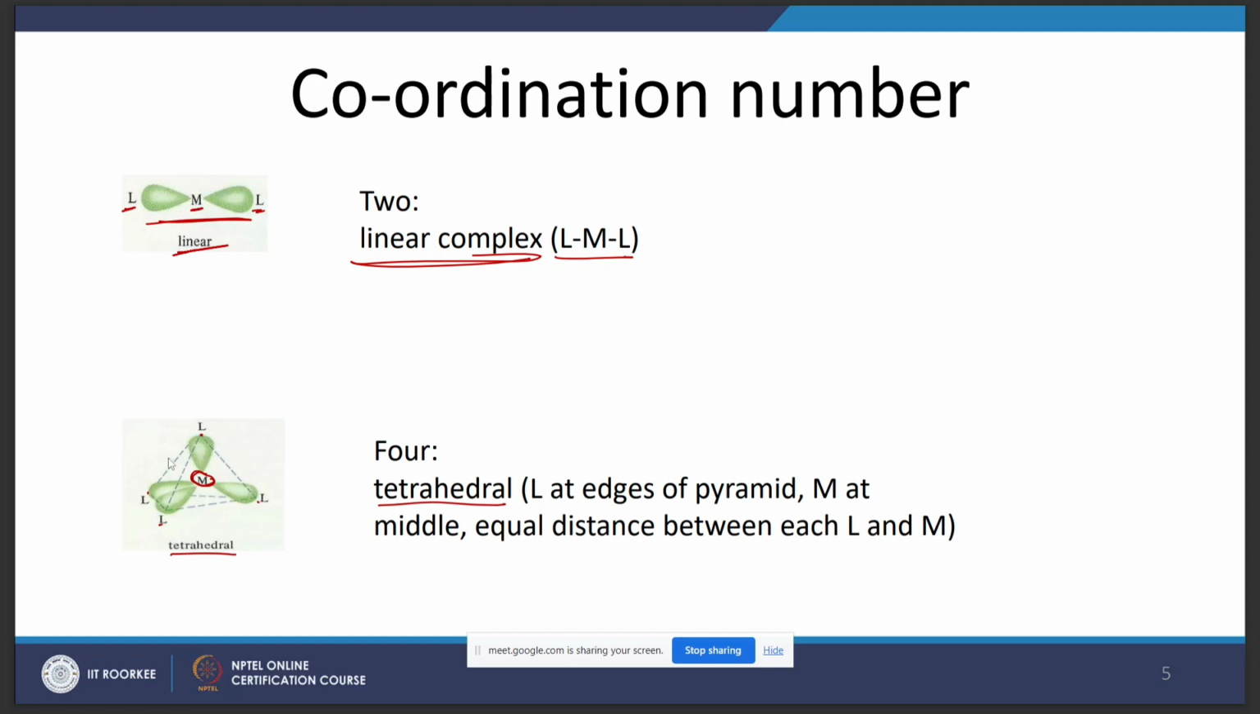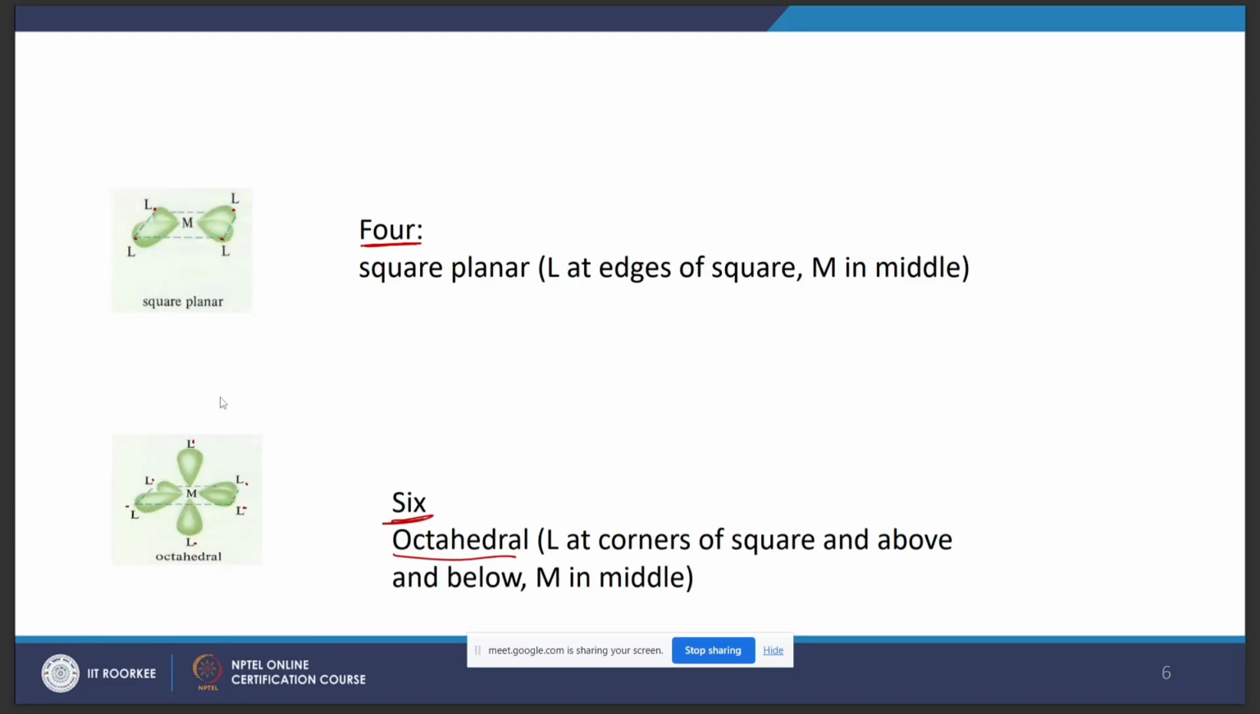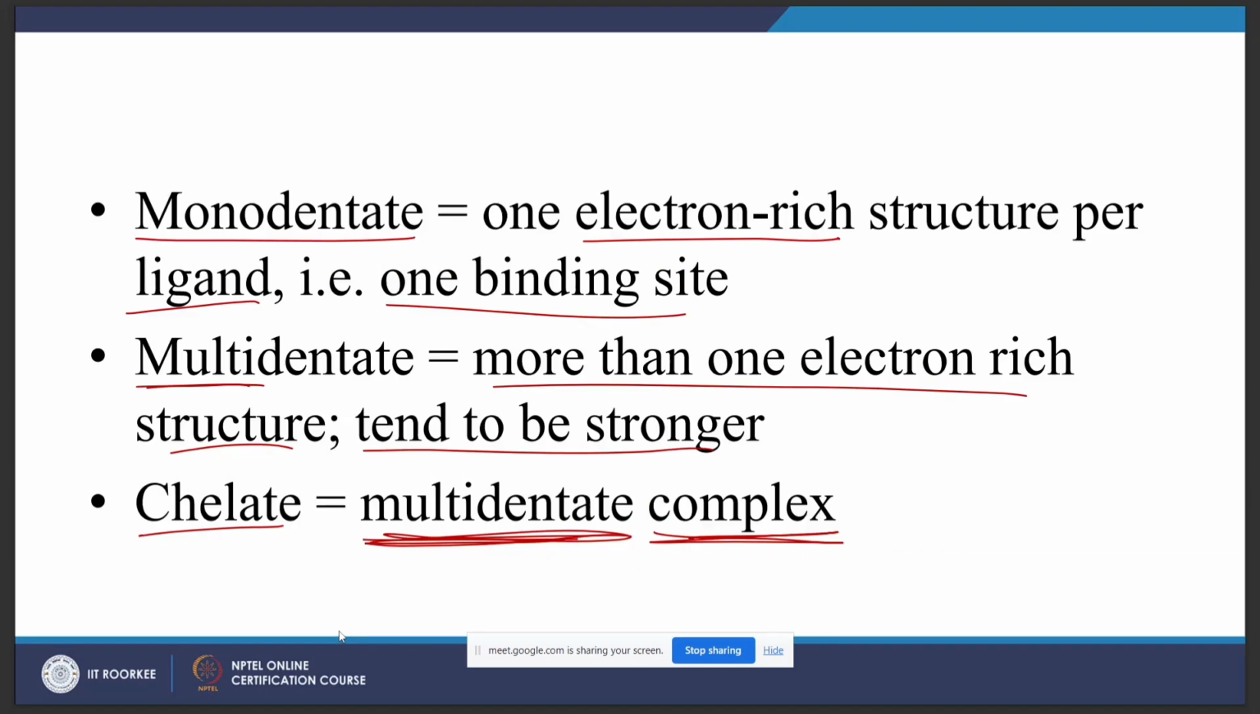And if we have four ligands, then two shapes are possible. One is tetrahedral, in which three ligands are at the bottom and one ligand is at the top, and all the distances between L and M are similar. Next, these four ligands can all be in the same plane, and we get a square planar. Next, when we have six ligands, it will form an octahedral complex.